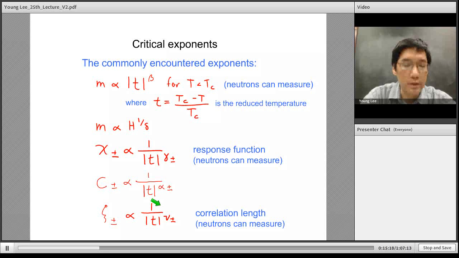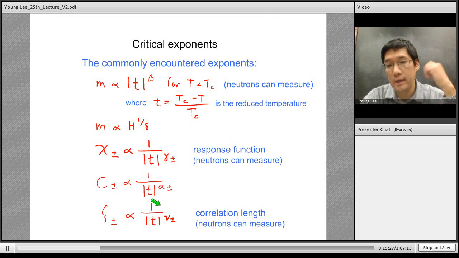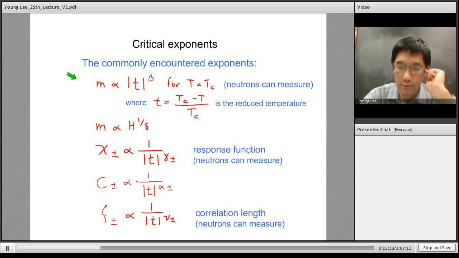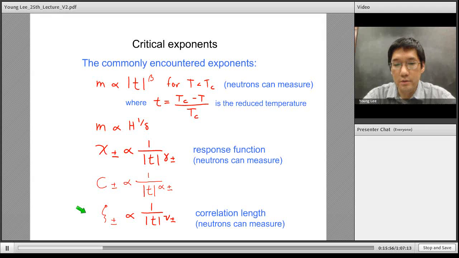Let's talk a little bit more about spatial correlations next. Oh, and another thing I wanted to mention is that neutrons can directly measure a lot of these quantities, such as the order parameter. This order parameter is going to be related to the intensity of the Bragg peaks. The susceptibility, the spin fluctuations, are essentially something that neutrons clearly can measure, and neutrons have the spatial resolution to measure correlation lengths for these fluctuations. So neutrons are perhaps one of the most powerful probes of critical phenomena.